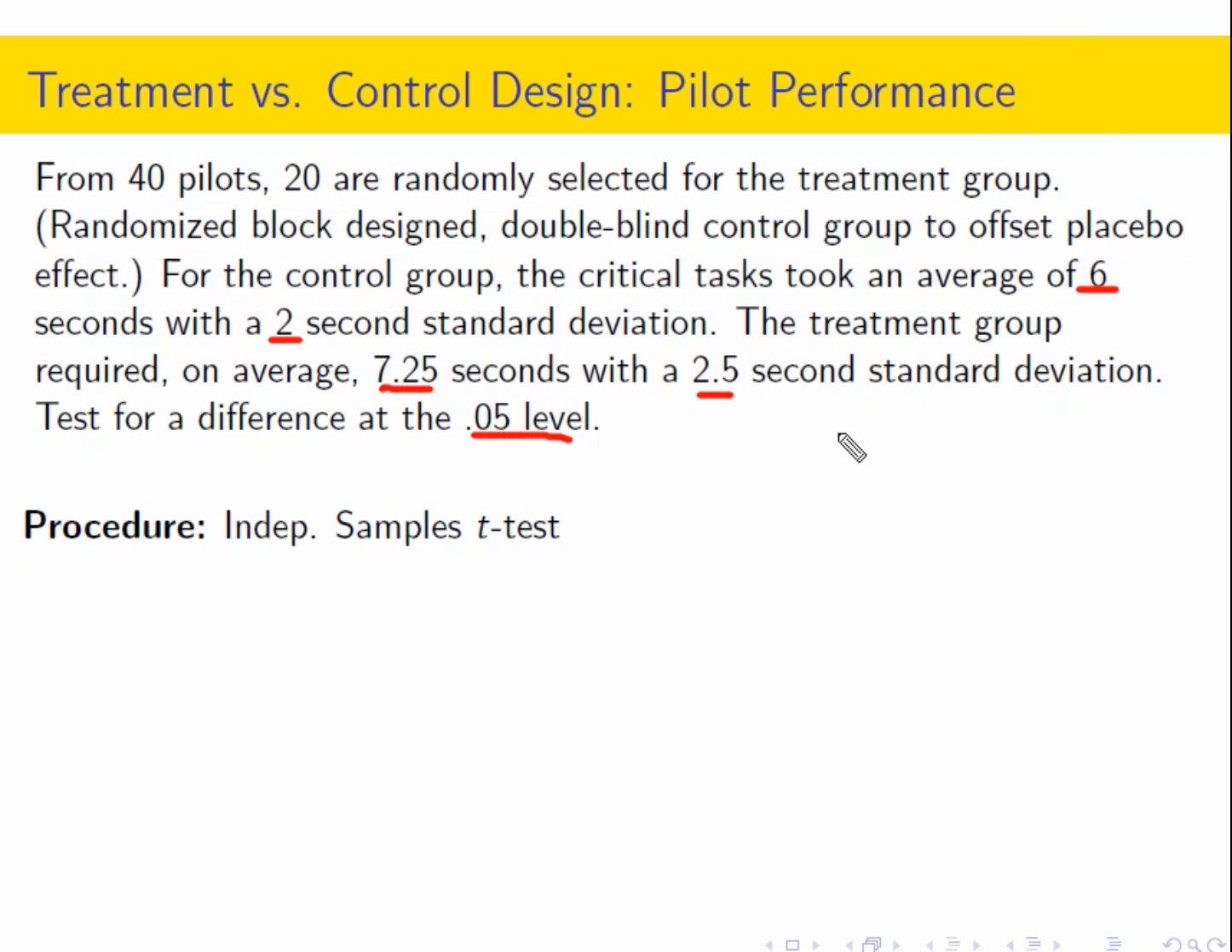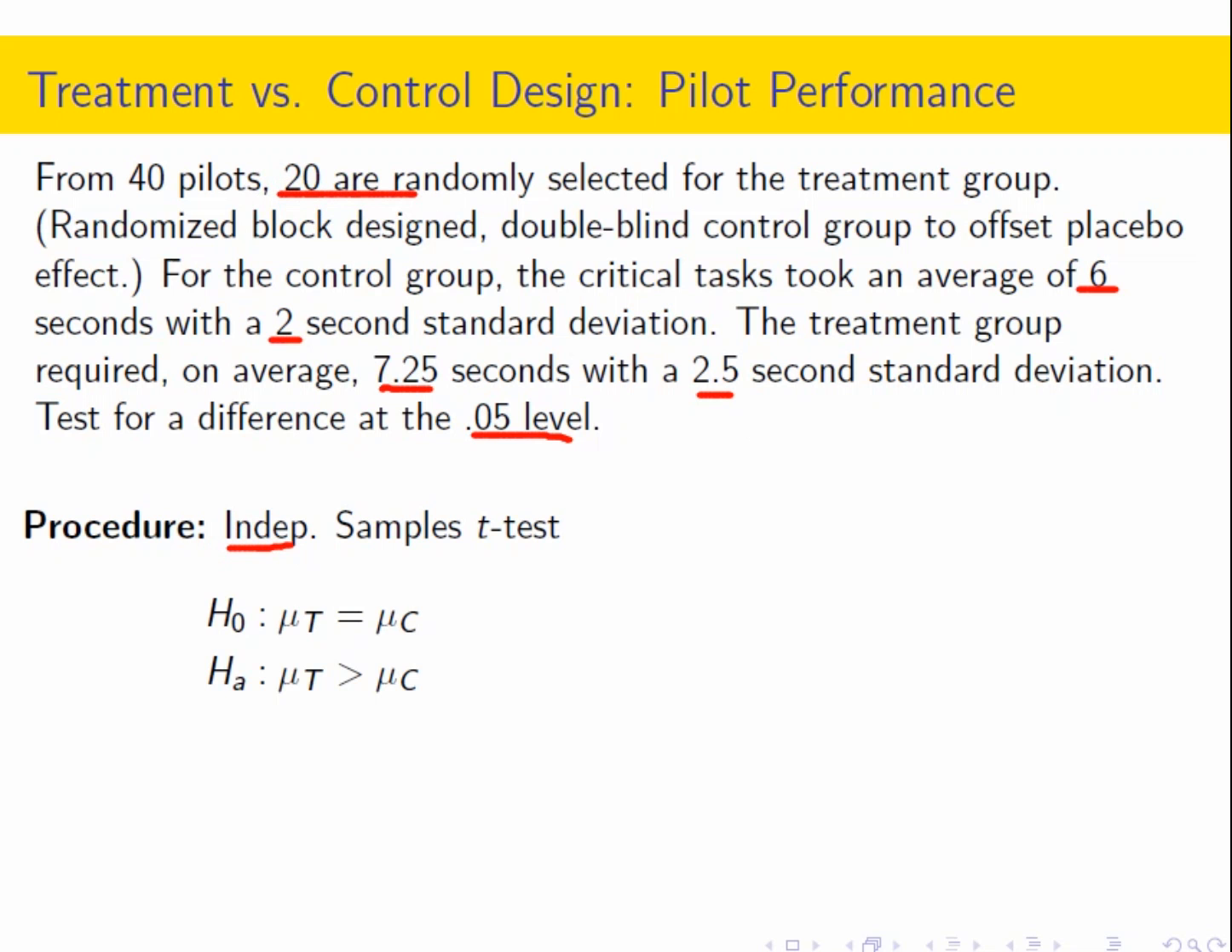So the procedure we're running is what's called an independent samples t-test. Independent because there are 20 different pilots in the control group than there are in the treatment group. Nobody from the treatment group can be in the control group and vice versa. The samples have to be independent.